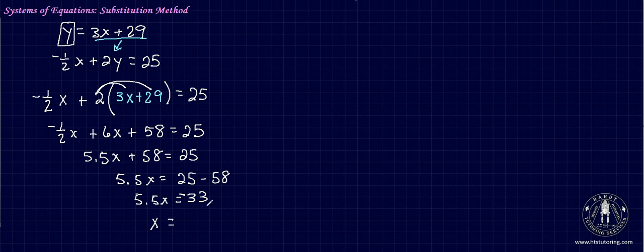And divide both sides by 5.5. I'm going to go to my calculator, negative 33 divided by 5.5, and I get negative 6. x equals negative 6. All right, so now we know what x equals.